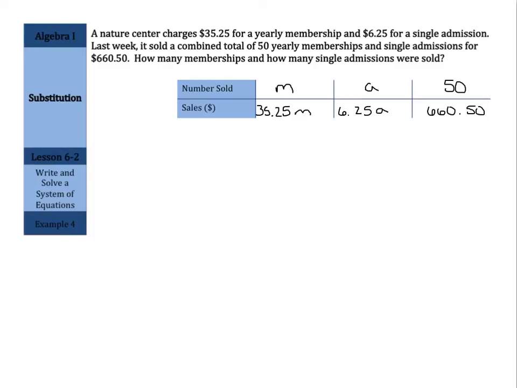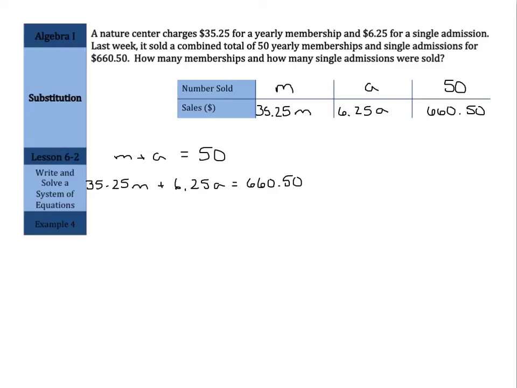So using that, we can write two different equations. For the numbers sold, we have M plus A, our yearly memberships plus our admissions. Well, it was a combined total of 50. So whatever the M is plus whatever the A is is going to equal 50. And then with the total sales, we have an equation of $35.25 M plus $6.25 times the single admissions is going to equal total sales of $660.50. So we have that as our systems of equations.